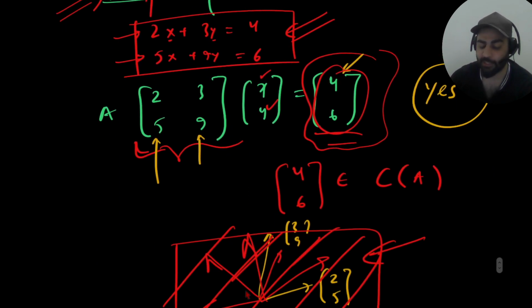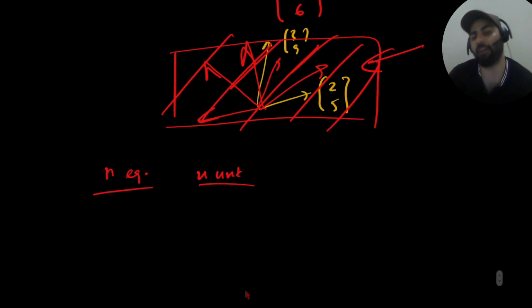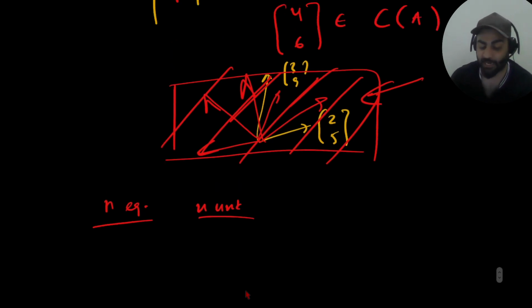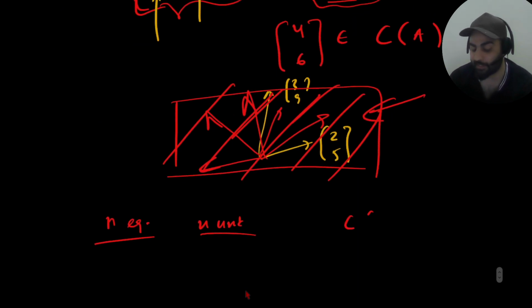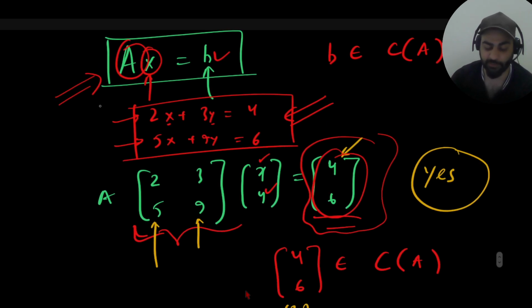But in this case, you had complete equations. So that's why sometimes I tell you, we should have n equations and n unknowns. If we have n equations and n unknowns, we can find a solution, but the condition is that b should belong to the column space of A. The column space is basically built from the coefficient matrix of these equations.